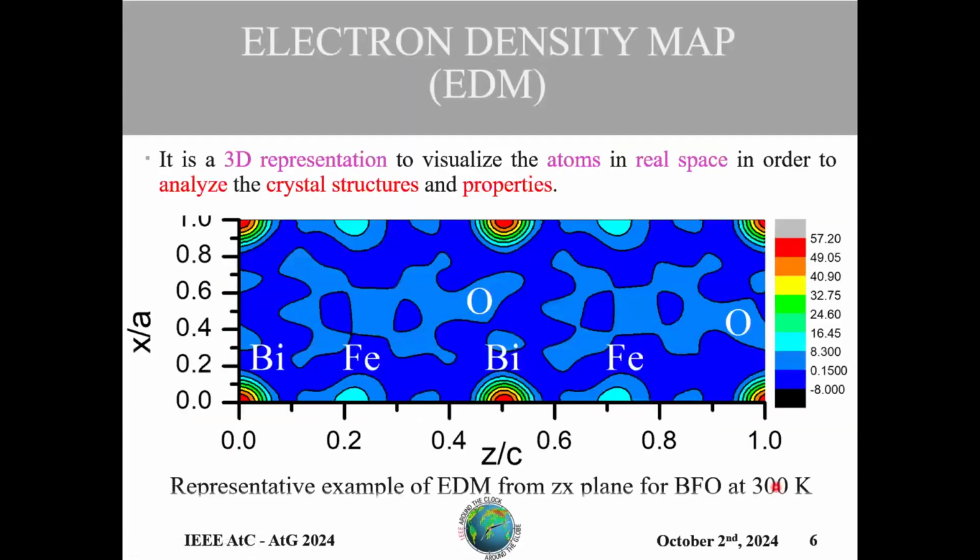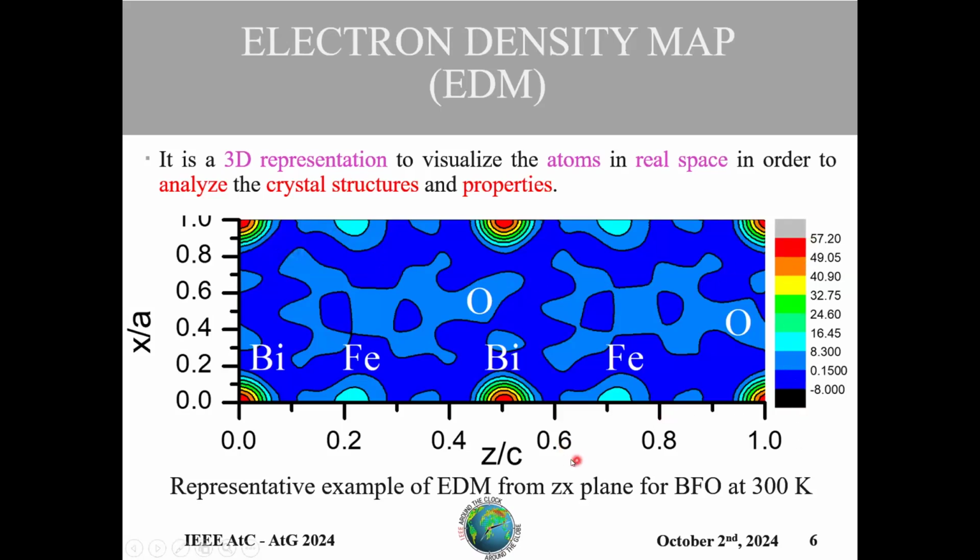What's an electron density map? An electron density map is a 3D representation of atoms in real space. But why do we need it? We need an electron density map to study the crystal structure as well as the properties of the material. It can be represented as contour lines, where the contour line represents regions of equal electron density. The various colors of the lines represent regions of high electron density or low electron density according to a color-coded chart.